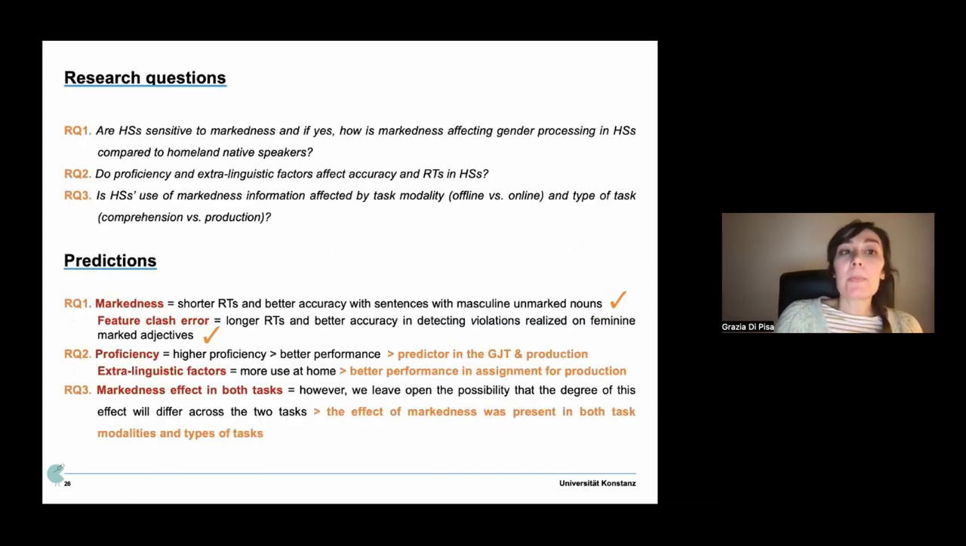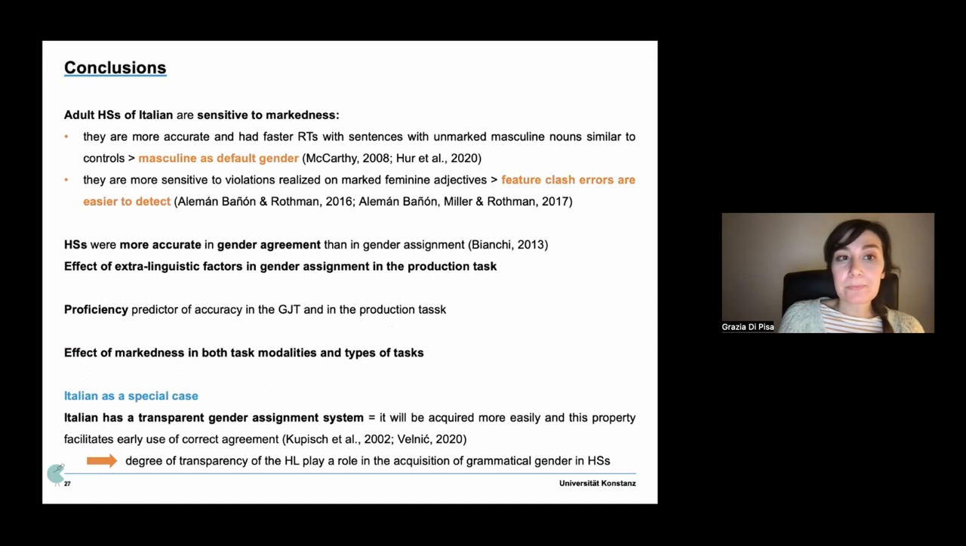So if we have a look at the research questions and the predictions that we made, we did find an effect of markedness. We did find that they were much more sensitive to the feature clash error. We found an effect of proficiency for the grammaticality judgment task and the production. And we also found that there was better performance in assignment for production. This was related with more heritage language use. And markedness, actually, we saw an effect in both tasks and also in the two types of tasks, so comprehension and production.